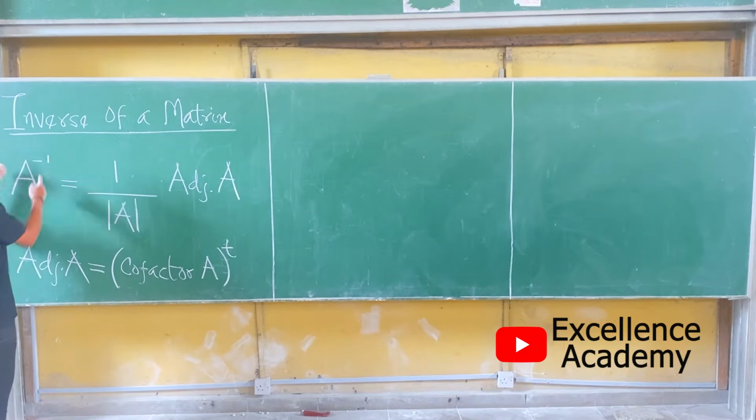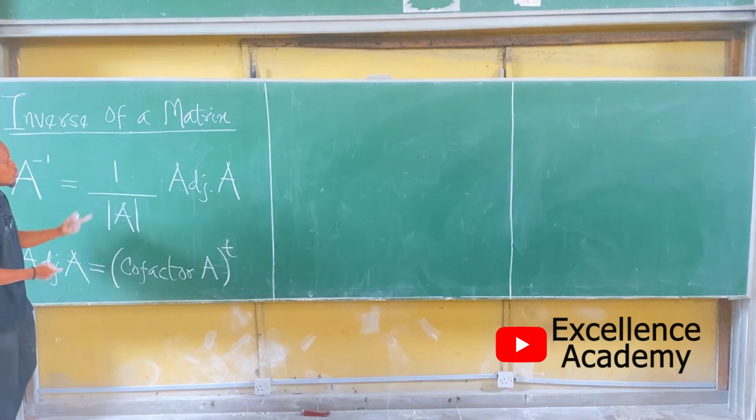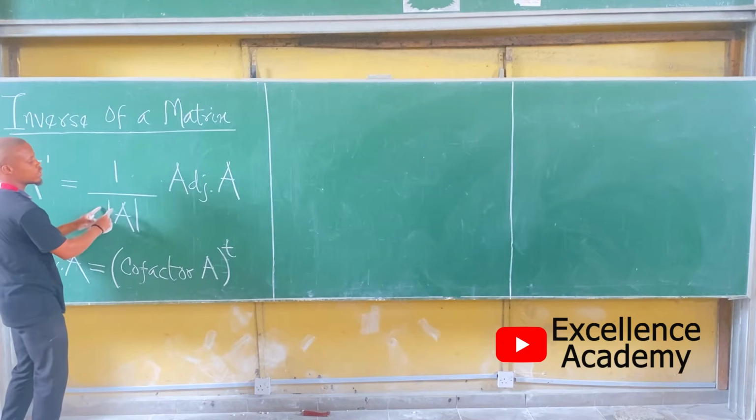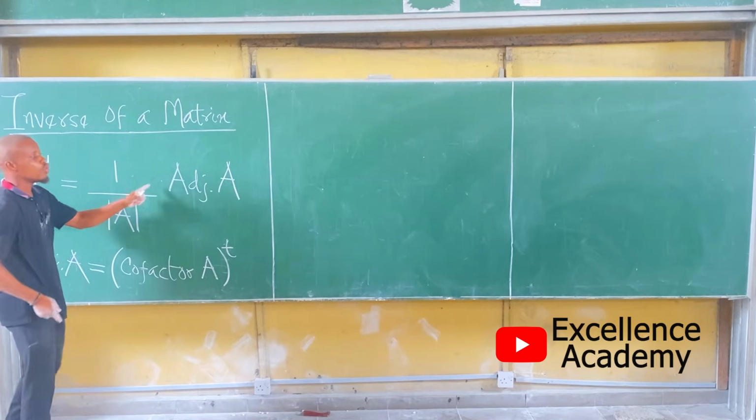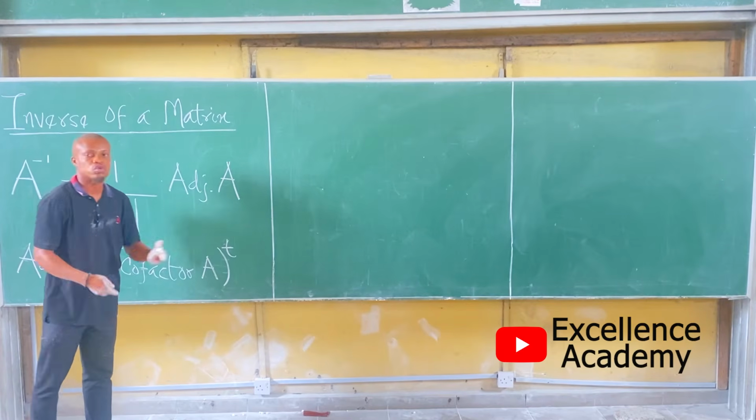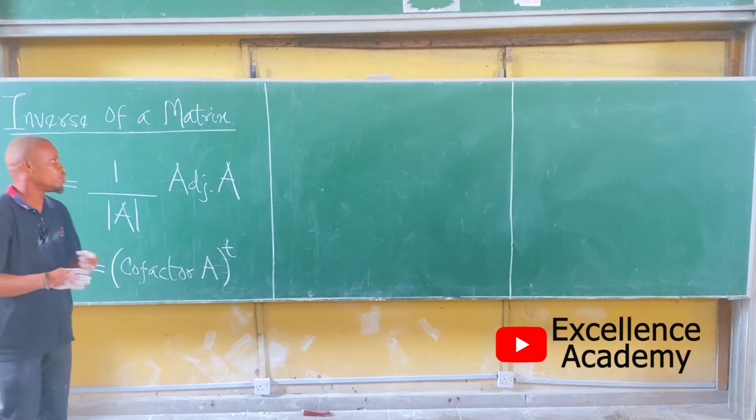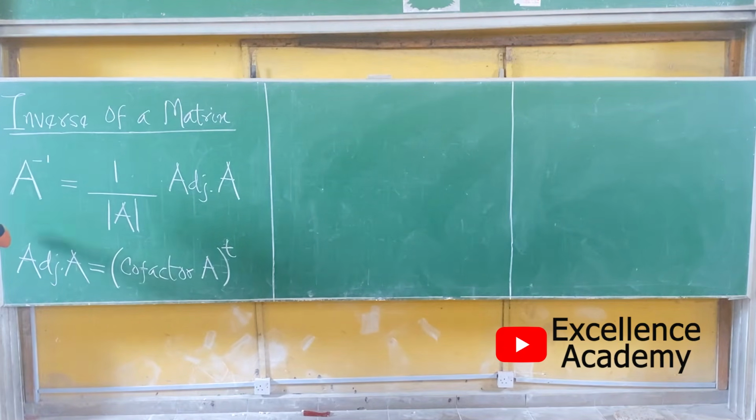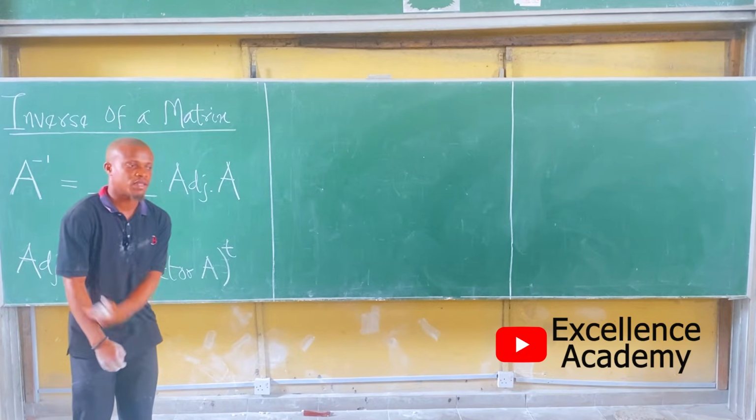So this is it. Your inverse of A then becomes 1 over the determinant of the matrix A multiplied by the adjoint of A, and you simplify. Then you're good to go. This is for a 3 by 3 matrix.